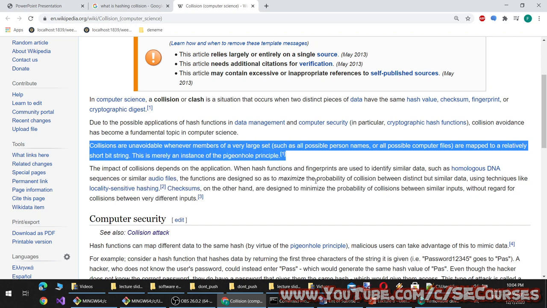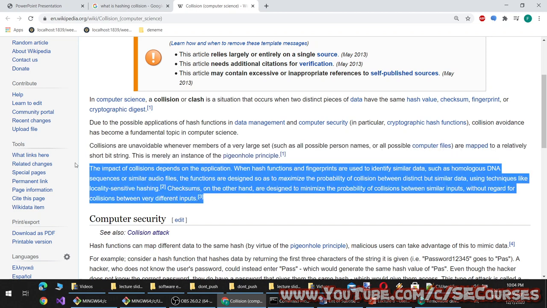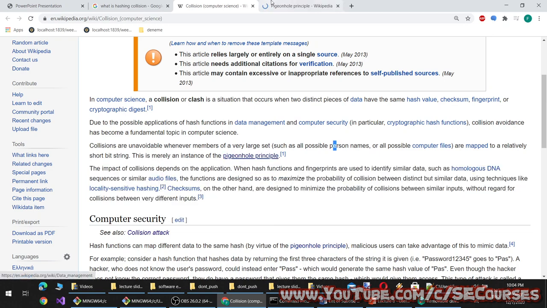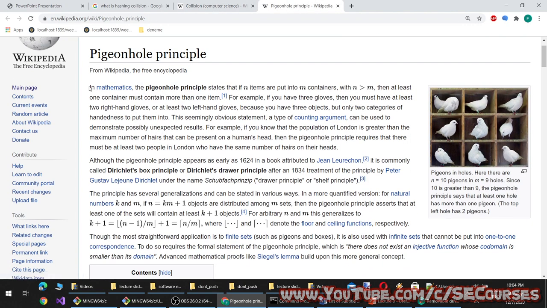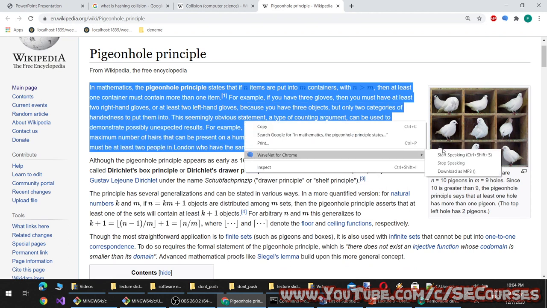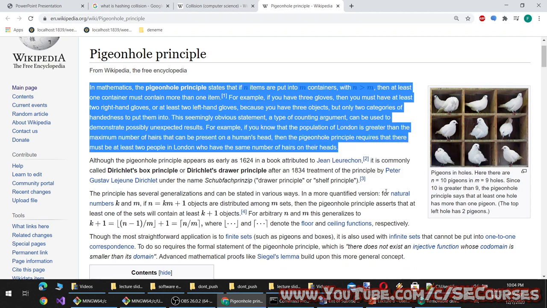Collisions are unavoidable whenever members of a very large set, such as all possible person names or all possible computer files, are mapped to a relatively short bit string. This is merely an instance of the pigeonhole principle. So what is the pigeonhole principle? In mathematics, the pigeonhole principle states that if n items are put into m containers with n greater than m, then at least one container must contain more than one item.